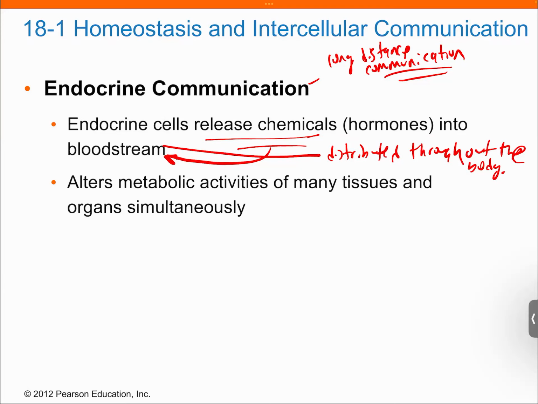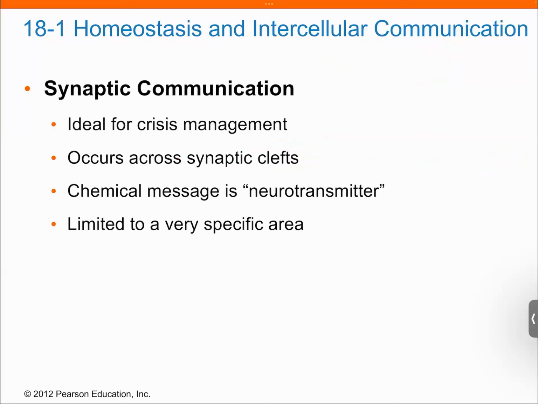Paracrine is when you're a local group of neighbors talking to each other like a block party, right? That's paracrine. And then of course, direct is when you're connected to each other and you're literally tethered to each other, okay? So we use all of these in order to get our message all the way across the body. That kind of gets us to our synaptic communication.